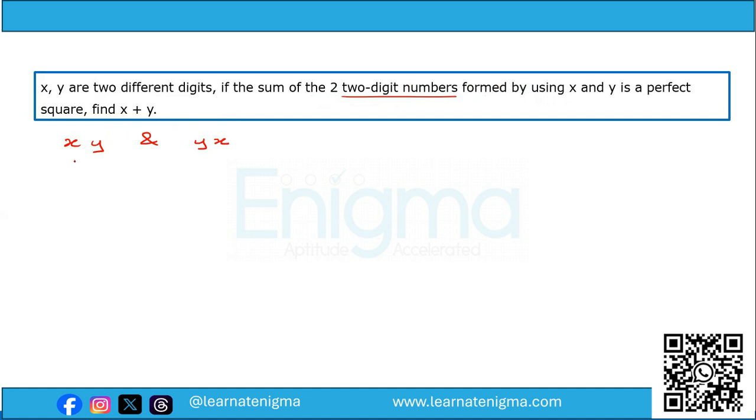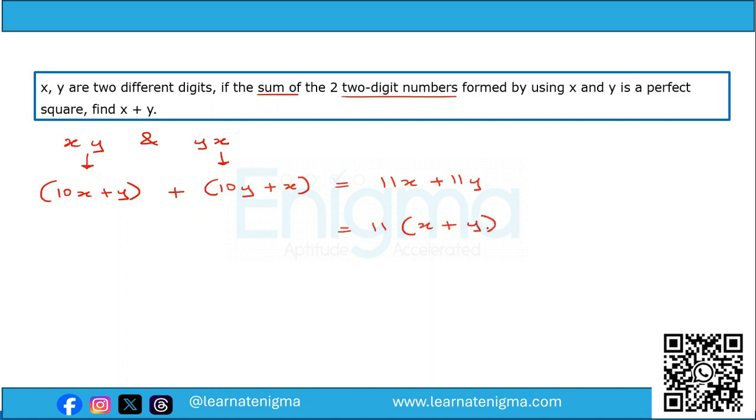Now, the value of xy, we can write it down as 10x plus y, and the value of yx, we can write it down as 10y plus x. Now, it is mentioned here that the sum of these two numbers is a perfect square. So first of all, let's add these. So 10x plus y plus 10y plus x, you have 11x plus 11y. So we can take 11 common, and in the bracket we can have x plus y.